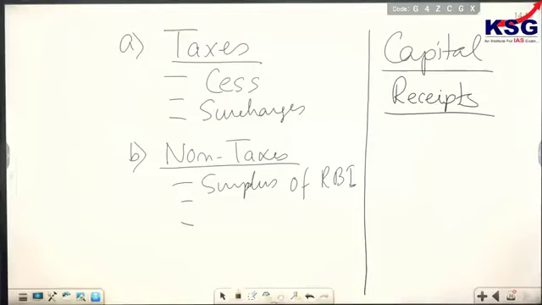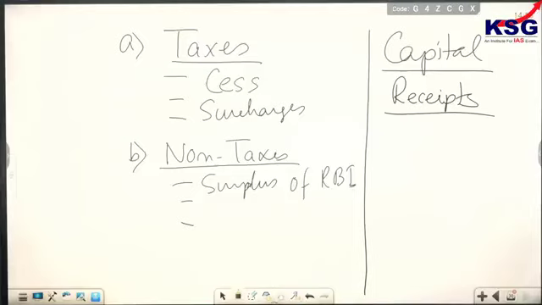Second, you write borrowings by the government from the domestic economy as well as from the international market. Clear? Next one, you write disinvestment proceeds.